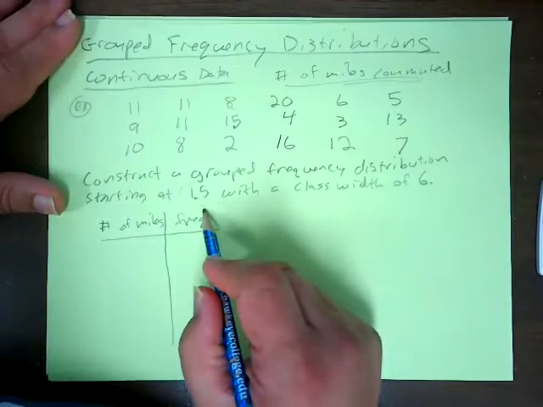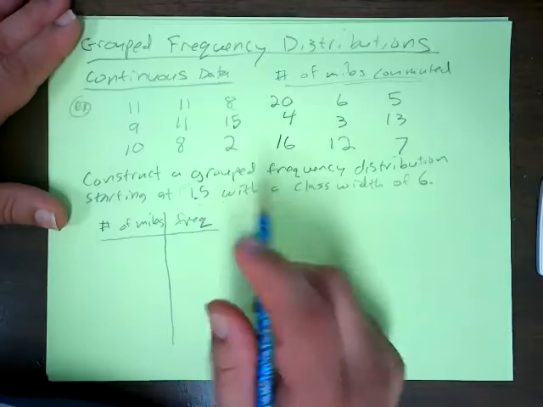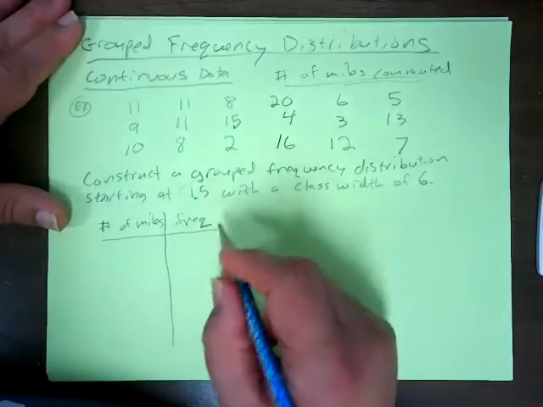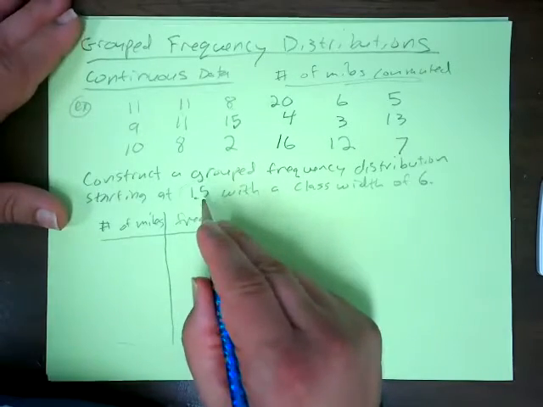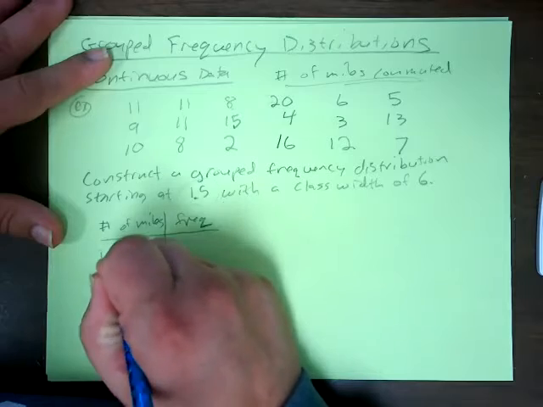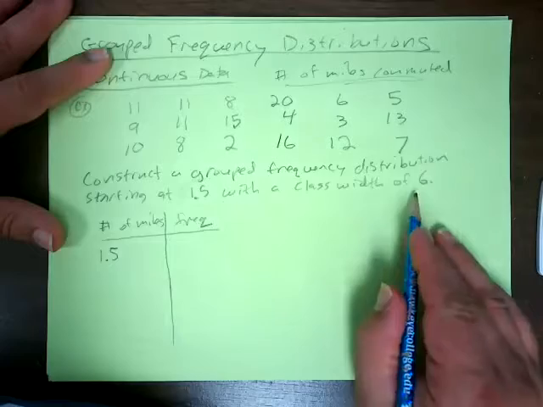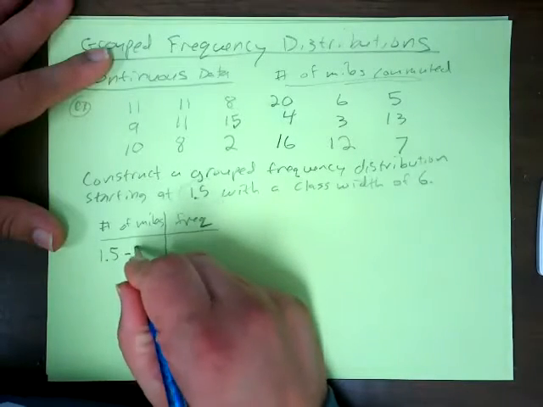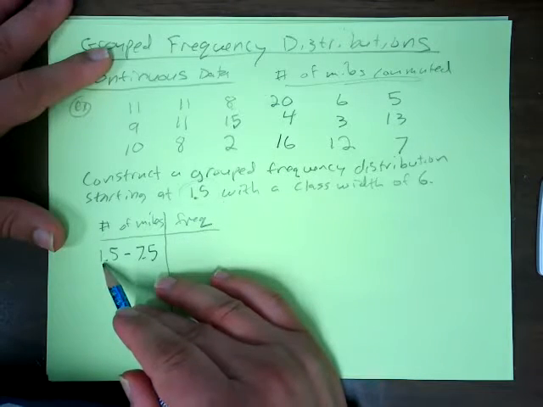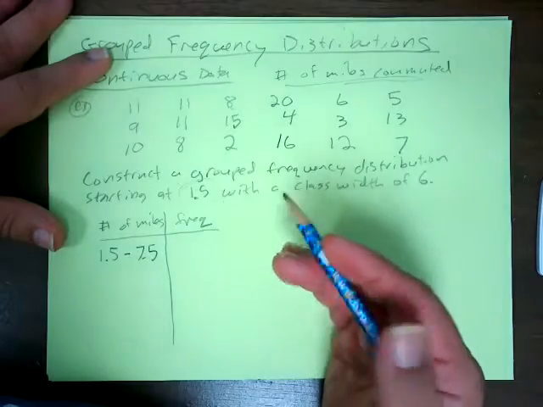Then it says here start at 1.5. This is actually not going to be a class limit. In the last video, these were class limits, but now this is a class boundary. So let me explain what I mean. It's going to be 1.5, and I'm going to add 6 to that, and if I do, I get 7.5. So this class is going to be from 1.5 all the way up to, but not including, 7.5.